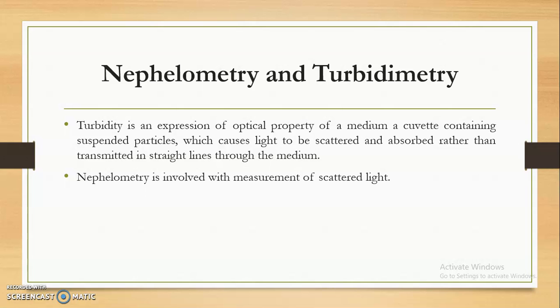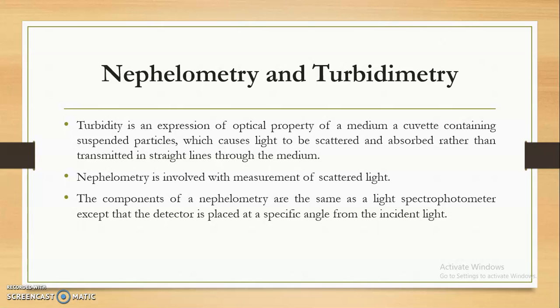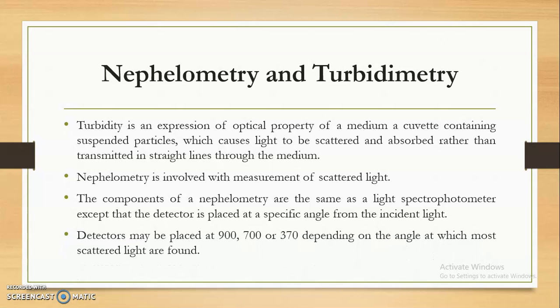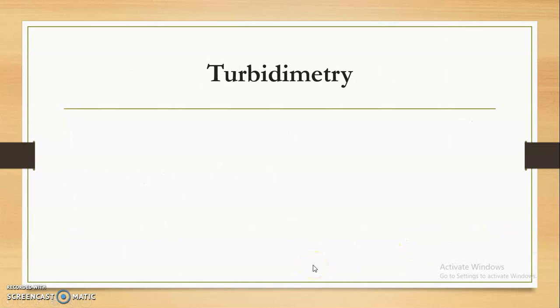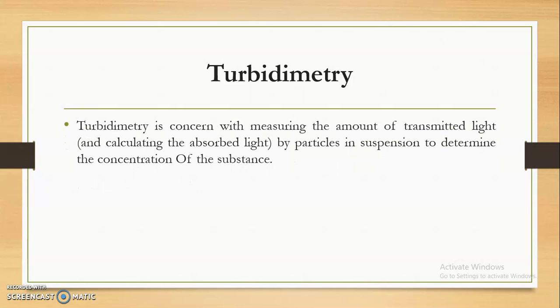where nephelometry involves the measurement of scattered light. The components of nephelometry are the same as the spectrophotometer, except that the detector is placed at a specific angle, that is 90 degrees from the incident light. Detectors may be placed at 90 degrees, 70 degrees or 37 degrees, depending upon the angle at which most scattered light is formed. Then the next technique that we are going to discuss is turbidimetry.